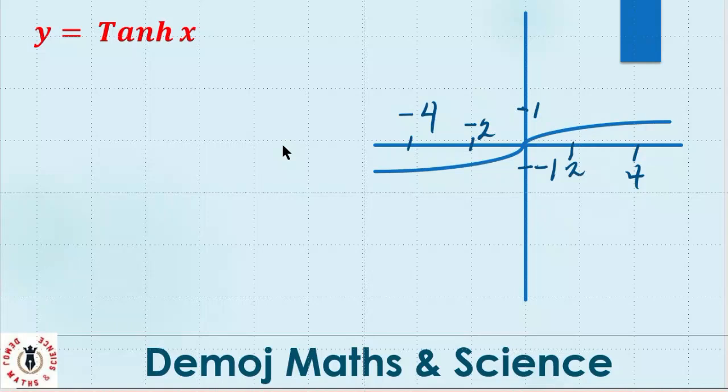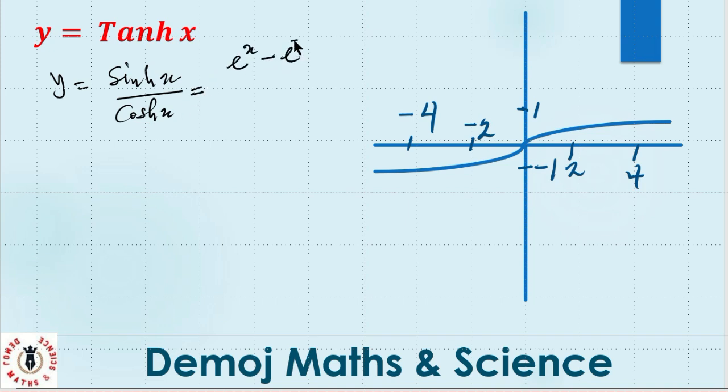Remember, for y is equal to tanh of x, we said that tanh x is equal to sinh x over cosh x. This is the same thing as e raised to power x minus e raised to power minus x over 2, all divided by e raised to power x plus e raised to power of minus x all over 2.